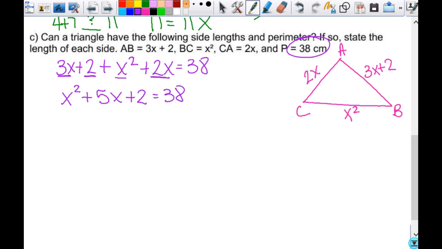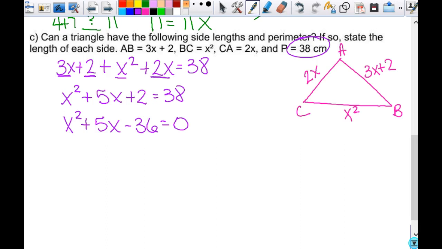Okay, so step 1, I've identified that it's a quadratic. Step 2, what do we do? Set it equal to 0. So that's going to give me x squared plus 5x, then what? Minus 36 equals 0. So step 1, identify. Step 2, set it equal to 0. What's step 3?